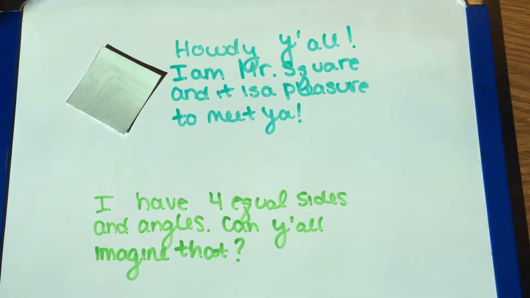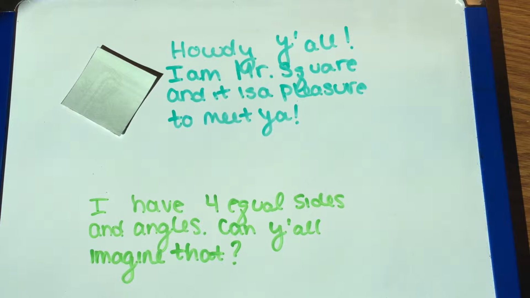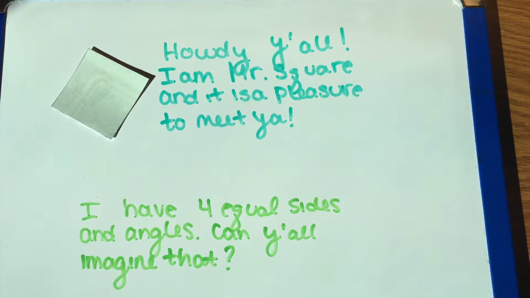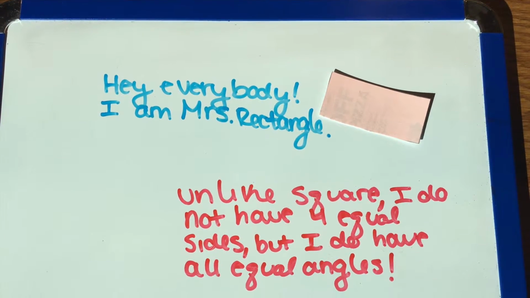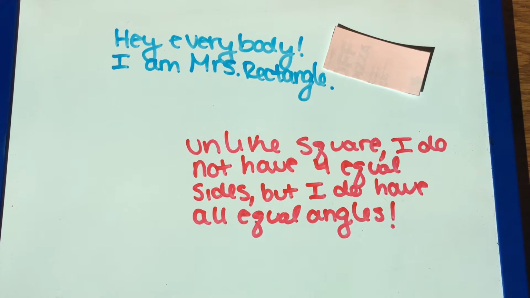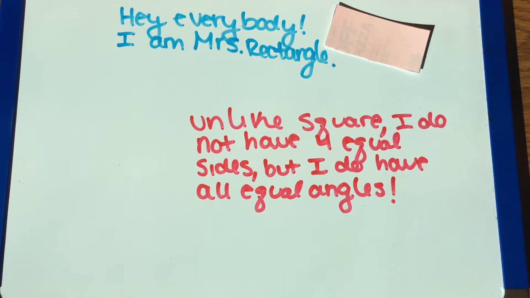Howdy y'all, I am Mr. Square, and it is a pleasure to meet you. I have 4 equal sides and angles. Can y'all imagine that? Hey everybody, I am Mrs. Rectangle. Unlike Square, I do not have 4 equal sides, but I do have all equal angles.